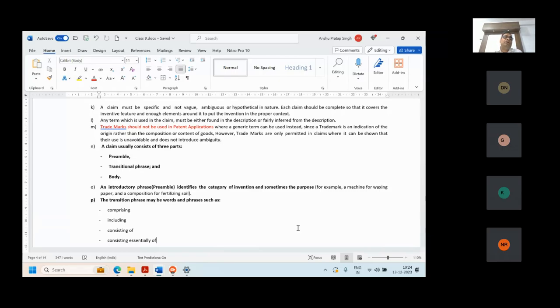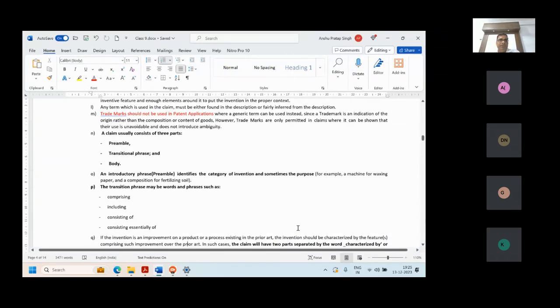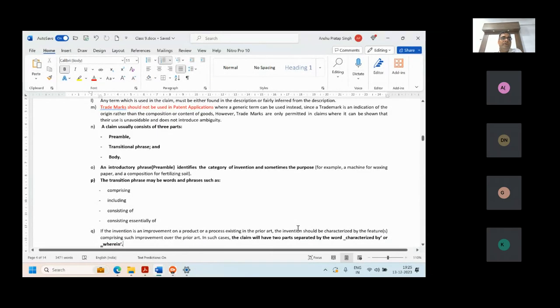What is a transition? Transition phrases connect the preamble and the body of the claim. The field of invention is generally written in the preamble. For example, a machine for waxing a paper can be a preamble. A composition for fertilizing soil can be a preamble. Or as we have already discussed, a mosquito killing device can also be a preamble. Then the transition phrase may be words and phrases such as comprising, including, consisting of, consisting essentially of. These are the transition phrases which connect to the body. We will come to that.